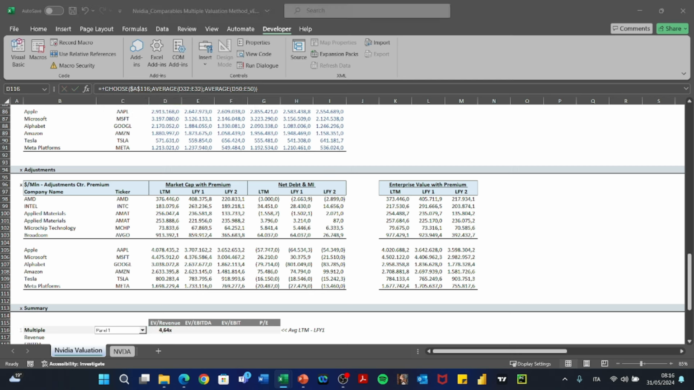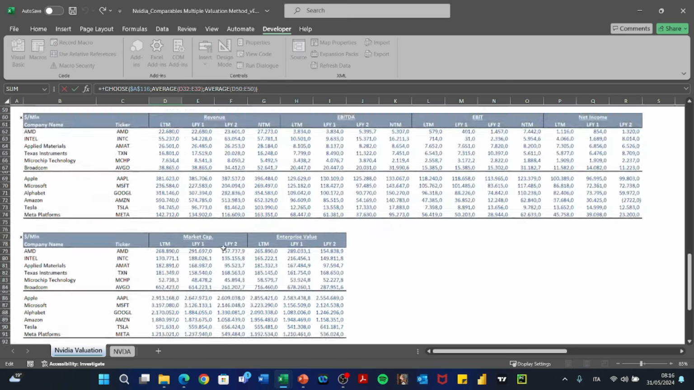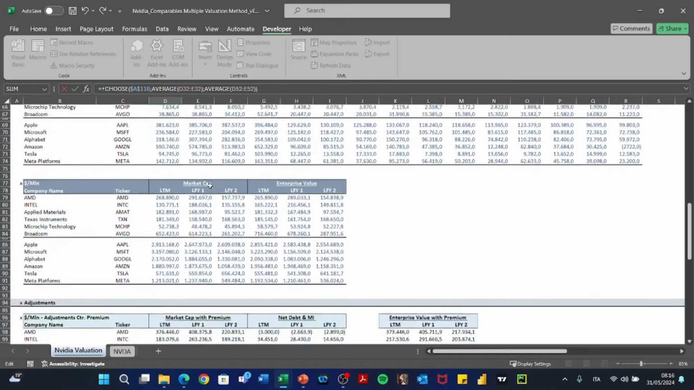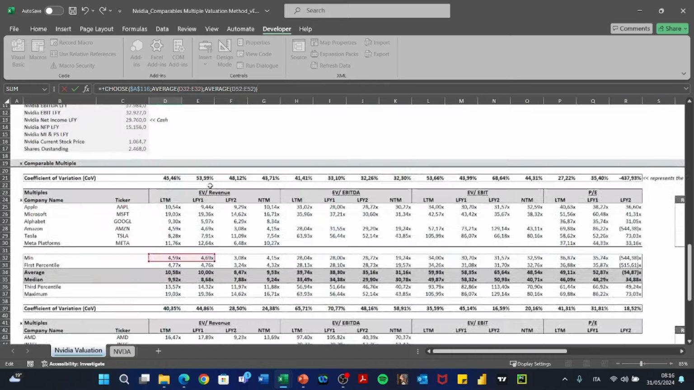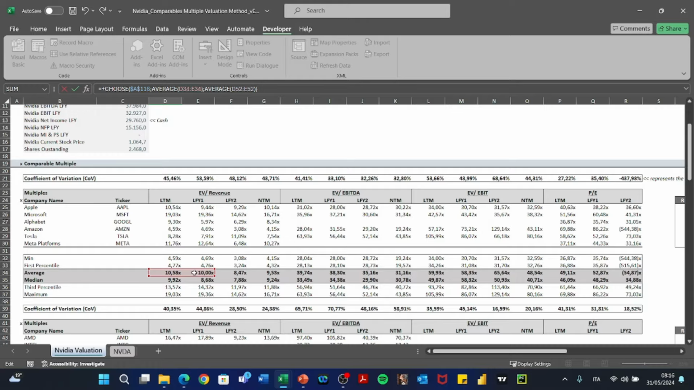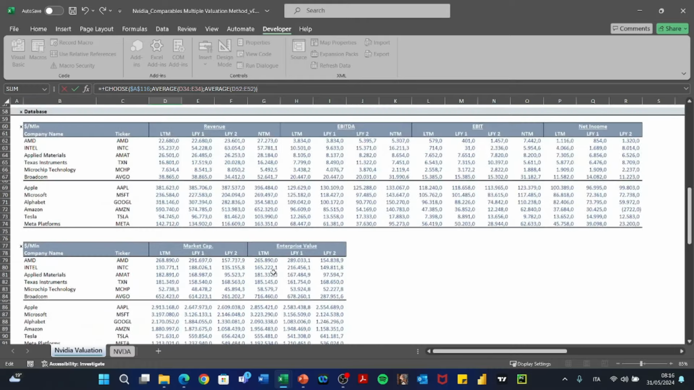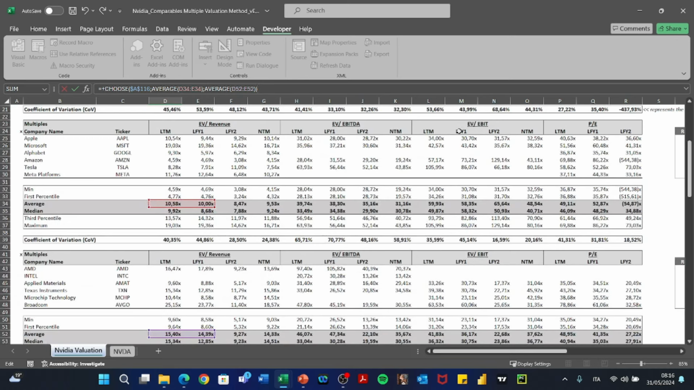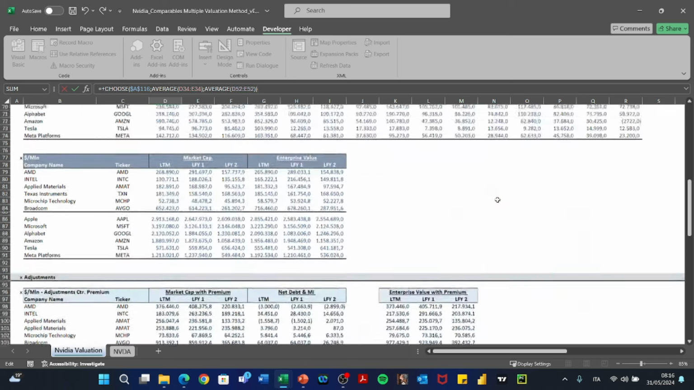Obviously, for a company like Nvidia, I'd say that enterprise value on sales is not the most fitting multiple. Generally, you should look at EV/EBITDA and EV/EBIT. I like EV/EBITDA and the price to earnings ratio more.